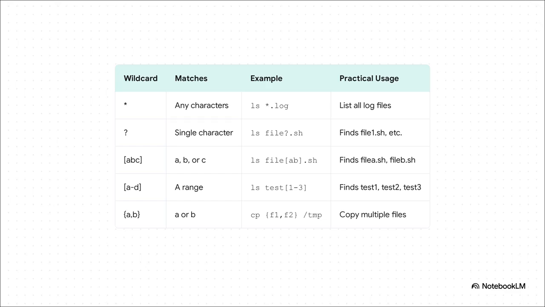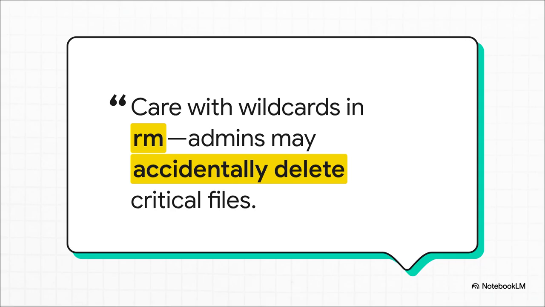And finally, curly braces, perfect for grabbing a very specific list of files in one go. Okay, listen up, because this is probably the most important warning I can give you. Wildcards are powerful, but they're just as powerful with dangerous commands like rm. If you mess this up, say you type rm temp star when you meant rm temp star, you could wipe out critical files. It can be absolutely catastrophic.